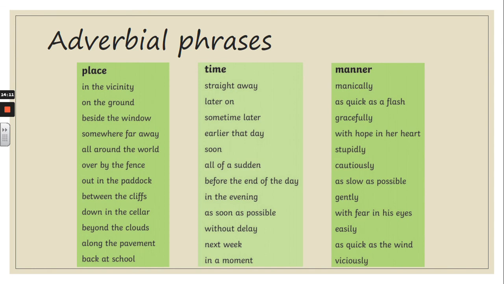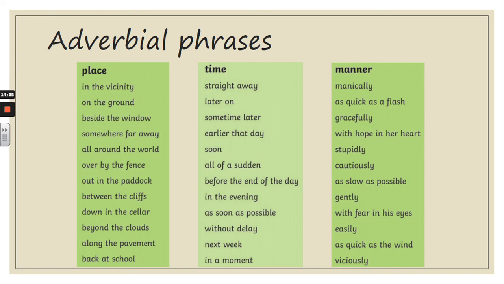A place would be on the ground or beside the window. It uses a preposition to tell me where, so the preposition would be in, on, beside, and so on. And then we've got time, so it tells me when something's happening, so it's happening either straight away, later on, it could be 5 minutes later. There's lots of different examples of when you could give me an actual time and say at 3 o'clock. And so on, it's just telling you when something's happening.